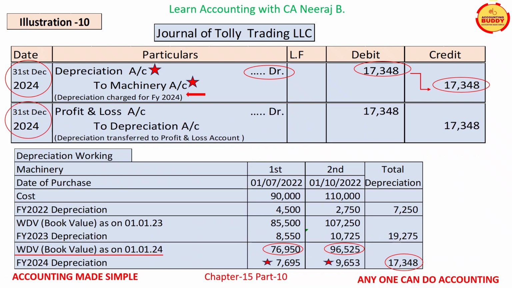On 31st December 2024, the depreciation amount of $17,348 for the financial year 2024 will be transferred to the profit and loss account by passing the entry by debiting the profit and loss account and crediting the depreciation account for $17,348 and by writing the proper narration for the entry.